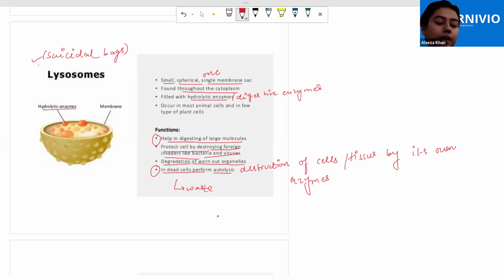Quickly note down all these points. Yes, ma'am. Any doubt? No, ma'am. Anas, any doubt? No, ma'am. See, this is one of the favorite questions: why lysosomes are known as the suicidal bags. So this is the reason for it. Okay, ma'am.